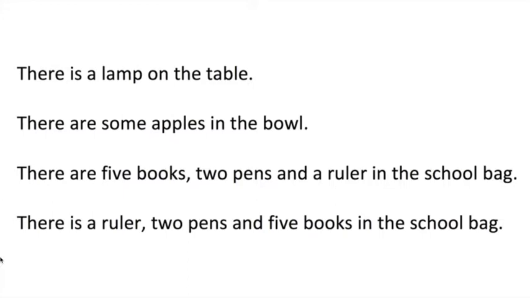The first four are simple ones, but there are a few places that we need to pay attention to. The first ones were very simple. The subject is a lamp. This is the subject. So on the table indicates the place where the lamp is. So there is a lamp because it's a single form, so we use is.